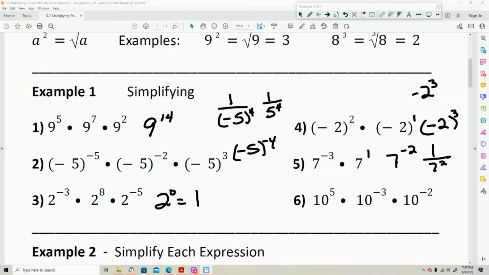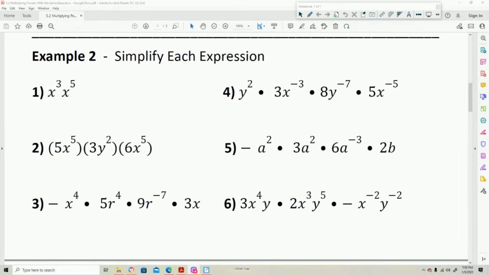Okay, for the last one of this set of examples, we've got 3 bases that are 10. So I'm going to write that, 5. And we have negative 3 and negative 2, which is negative 5. 5 plus negative 5 is 0, so 10 to the 0 certainly equals 1. Okay, and that's simplifying numerical bases. In example 2, we're going to be simplifying powers with variable bases.